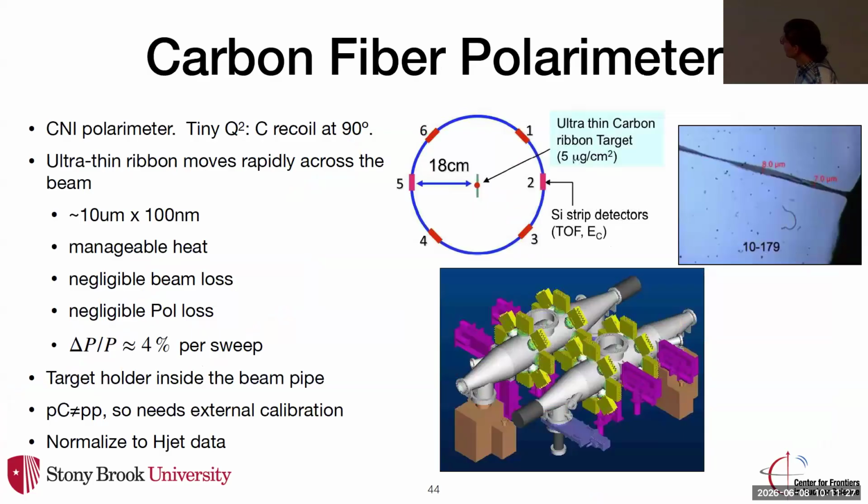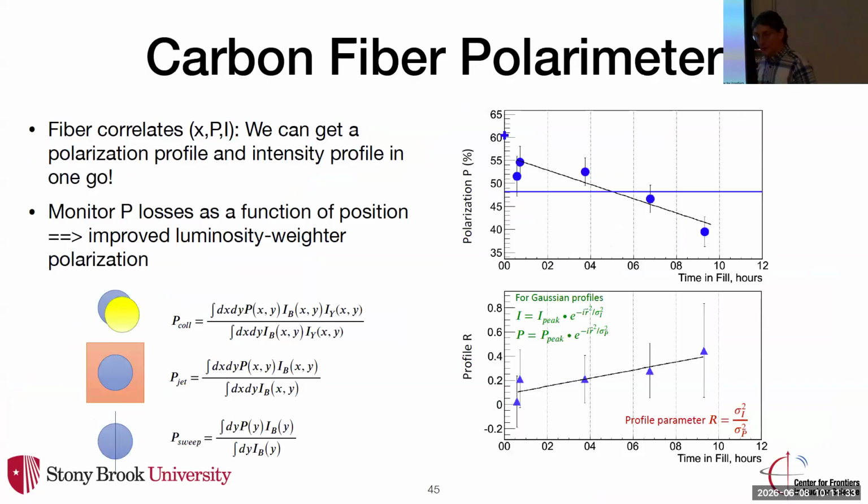I'm going to skip the carbon fiber polarimeter, except where the gas jet is really wide, the carbon fiber is a thin line. And we're going to do the same trick. We're going to use the same Coulomb nuclear interference, but we don't have an absolute calibration. So we use the gas jet to calibrate it to figure out what asymmetry this device sees for a certain polarization of the beam. Once we know that, we can use this to scan not the beam integrated over the whole thing, but narrow slices of it. So we can see the profile of the polarization and the intensity.